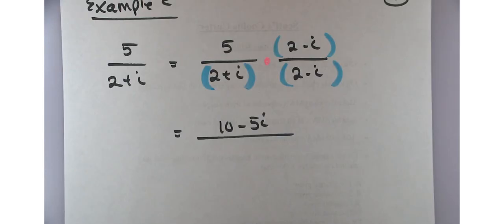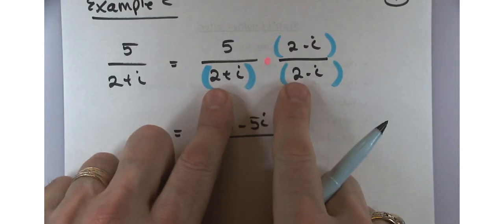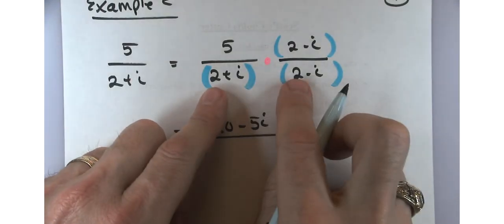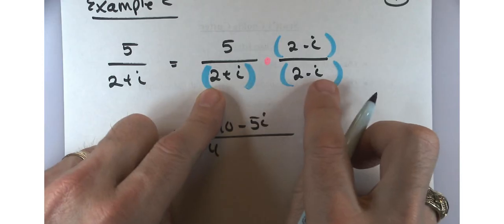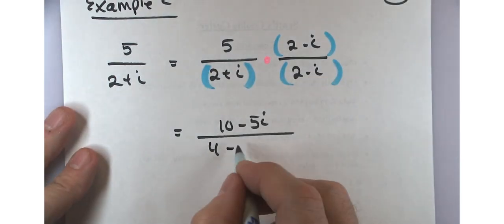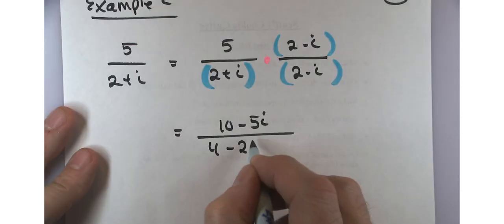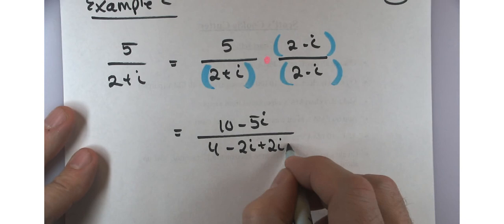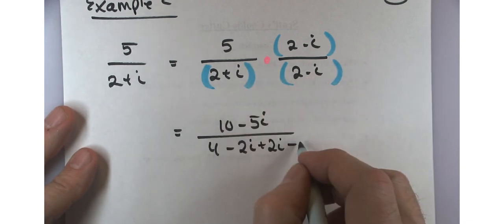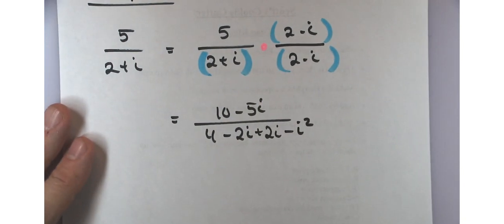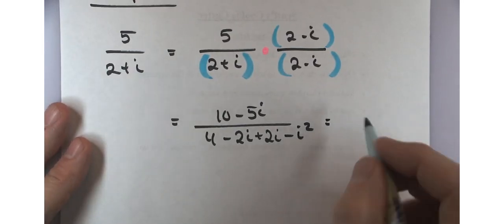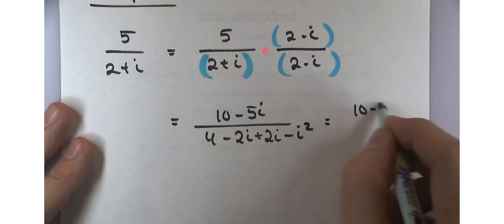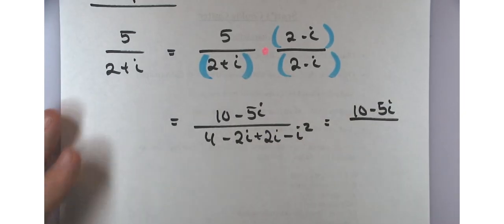So let's see. Who can help me out? Elijah? So 4. 2 times negative i. And then inside terms. And then the last term. Yep, negative i squared. Nice. So that's going to be 10 minus 5i in the numerator. Lots of simplification in the denominator. Thanks, Elijah.